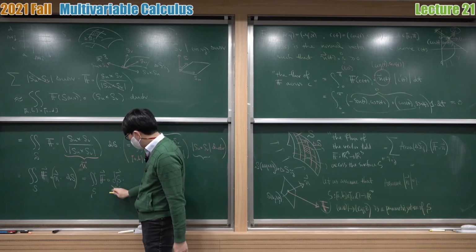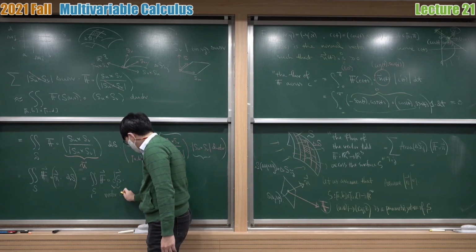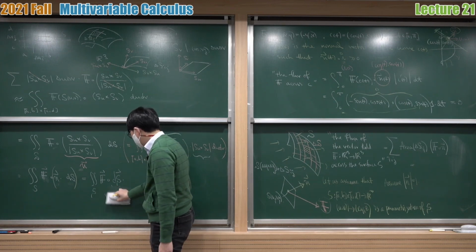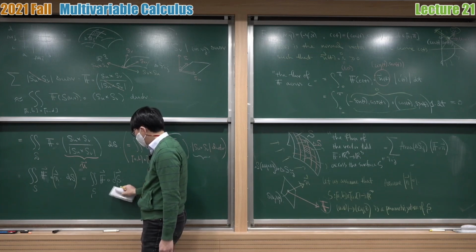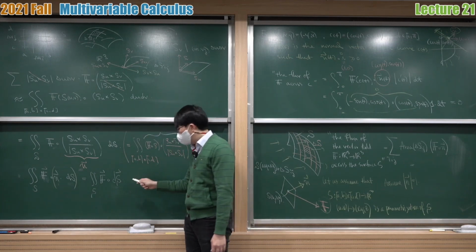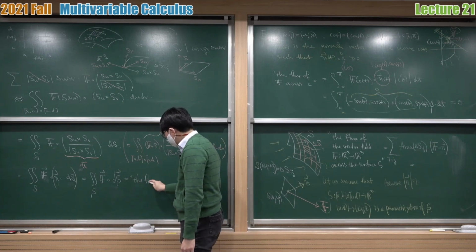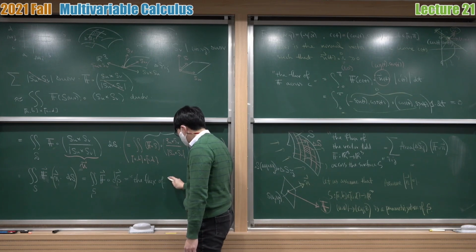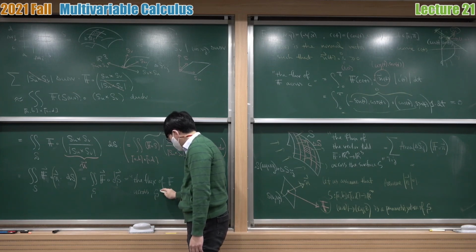Okay, so, let me not use this, it's just a notation. There's no meaning to it, just notation. So this is called the surface integral of a vector field, and this is called a flux.